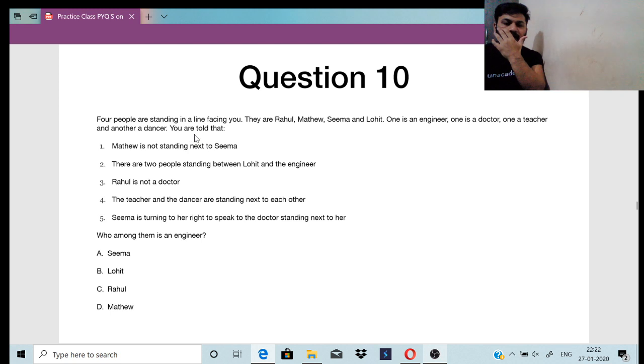Four people are dancing in a line facing you. They are Rahul, Matthew, Seema and Lohit. One is an engineer, one is a doctor, one is a teacher and the other a dancer. You are told that Matthew is not standing next to Seema. There are 2 people standing between Lohit and the engineer. Rahul is not a doctor. The teacher and the dancer are standing next to each other. Seema is turning to her right to speak to the doctor standing next to her. Here are your 4 options. Give me the right one.